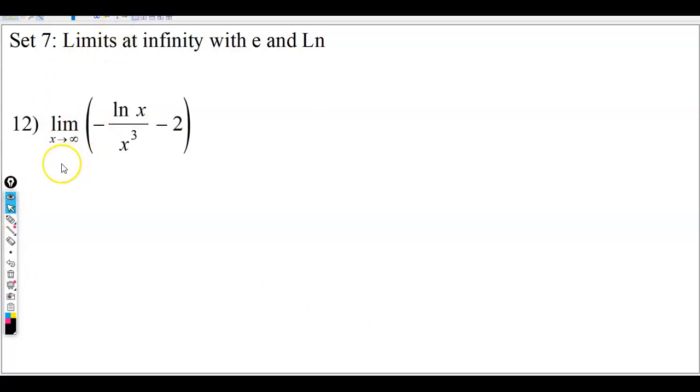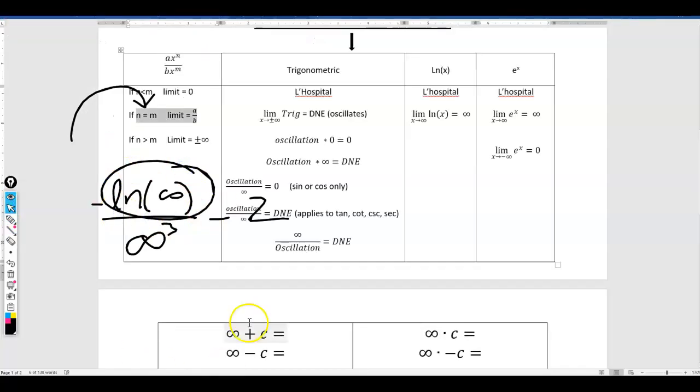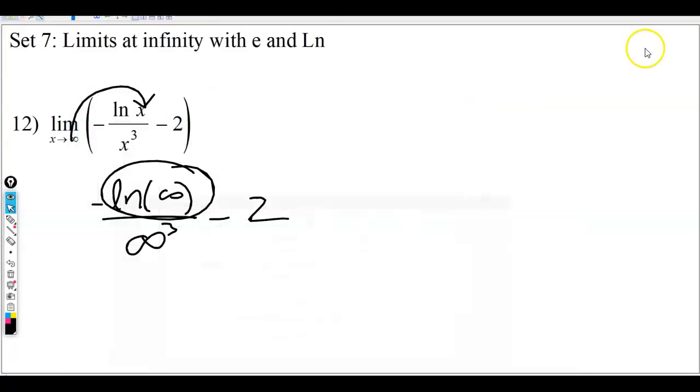Another one here. Plug in your infinity. Direct substitute. Now, first of all, what's ln of infinity? We talked about it earlier. ln of infinity is infinity. So, the top is infinity. The bottom, infinity cubed, is just infinity again. Uh-oh, we have a L'Hopital situation here, don't we?